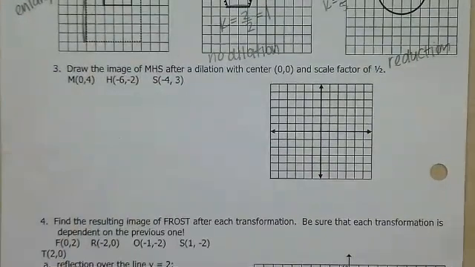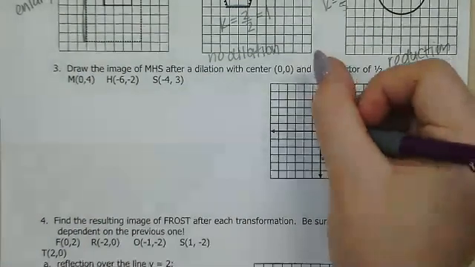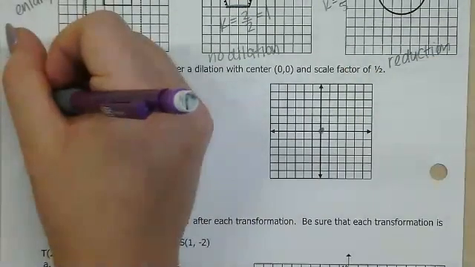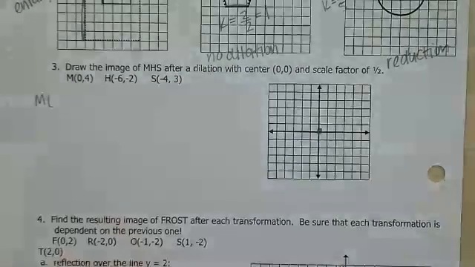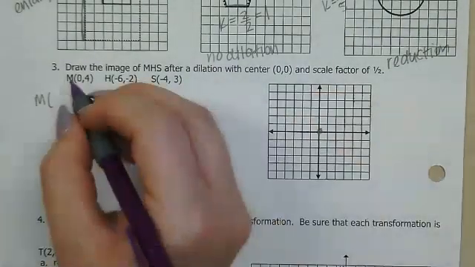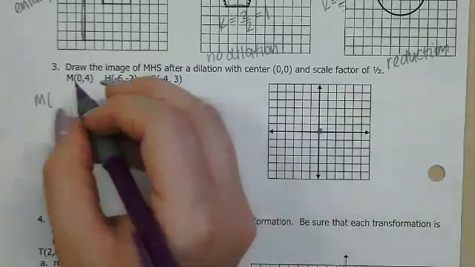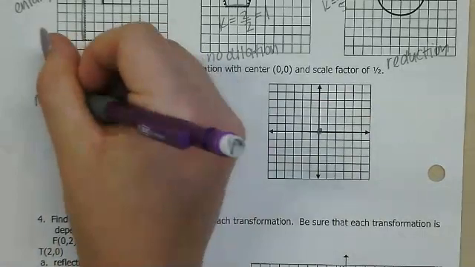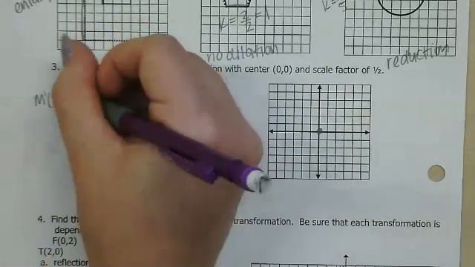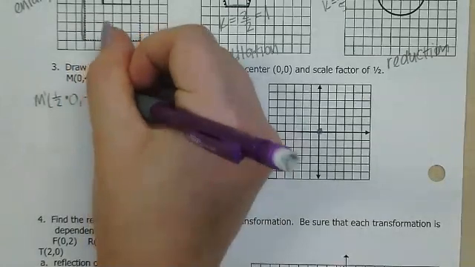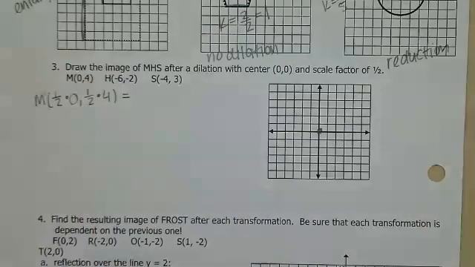All right, number 3 says to draw the image MHS with a center of dilation at 0, 0 and a scale factor of 1/2. All that literally means for us to do is to go in and make these changes to these points. So if I am scaling this down by a factor of 1/2, then I have to multiply 1/2 times the x value of each one of these. So for m, that was 0, and the y value times 1/2, and our y value is 4, right?